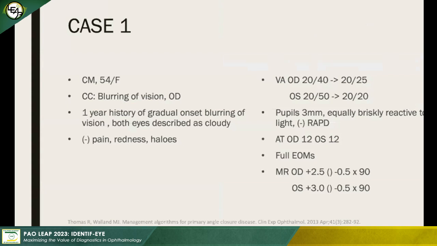So let's start with a case to better appreciate gonioscopy and how it affects treatment. For example, a 54-year-old female with blurring of vision of both eyes for 1 year, described as cloudy but otherwise asymptomatic, with no pain, redness, or halo. Visual acuity is as shown here. Pupils are briskly active with no RAPD, pressures are normal, and the patient is hyperopic.